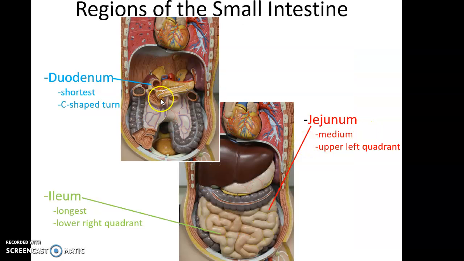So again, here is the duodenum again. It's the shortest part of the small intestine, sort of a C-shaped curve. That then leads to the jejunum, which is in the upper left quadrant, and then finally the ileum, which is the largest portion of the small intestine, found primarily in the lower right quadrant. So small intestine includes the duodenum, the jejunum, and the ileum.